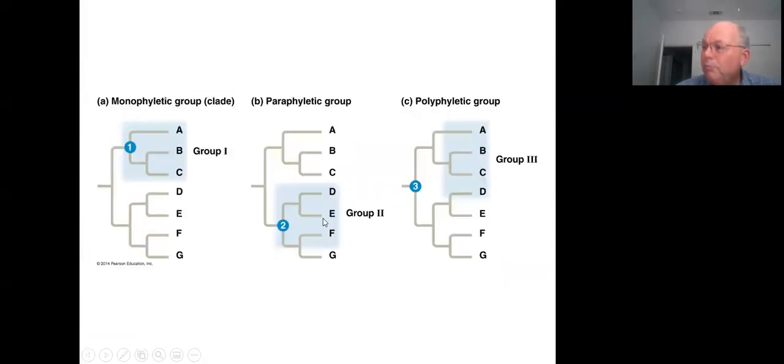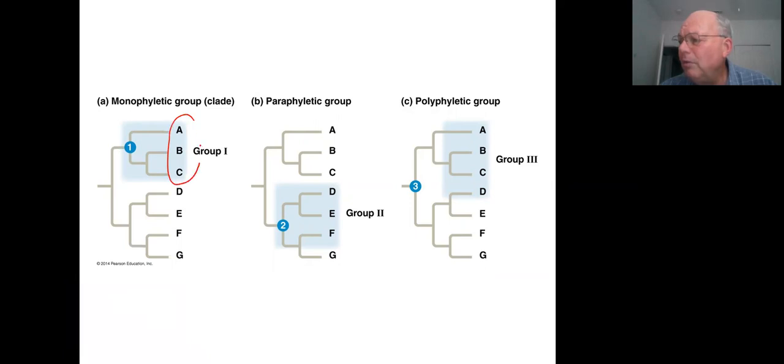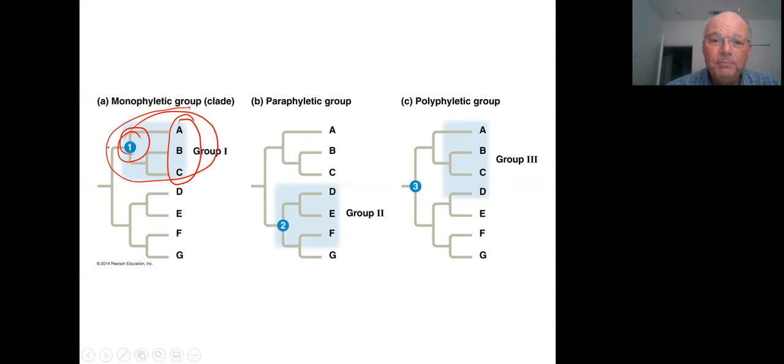So the two alternatives, well, first of all, here's a monophyletic clade, and you can see quite clearly that the clade as it is being defined here includes all the descendants that share a common ancestry, and also includes the common ancestor at this branch point. So this is defined as a monophyletic clade.